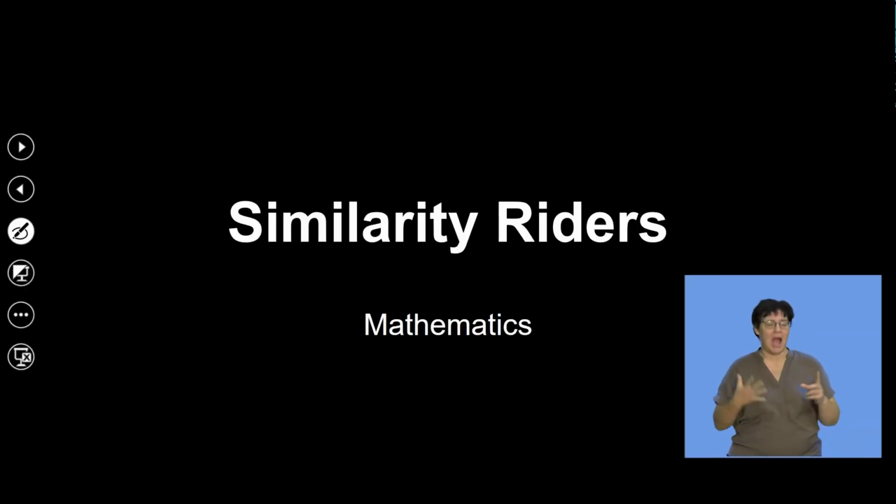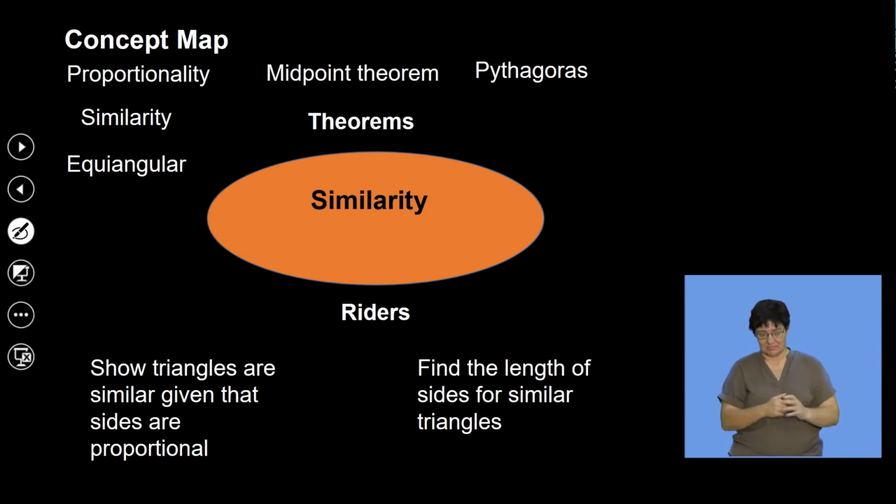Let me just show you the map of what we are going to look at, which is the same as what we did in the previous lesson, by the way, which was the similarity theorems that we looked at. Let's look at that and then try and solve some questions, just so that we can put everything we've done thus far into perspective. So what do I know? I know that similarity has some theorems in it, which are the midpoint theorem and the Pythagoras, and also it has some proportionality, similarity, and equiangular.